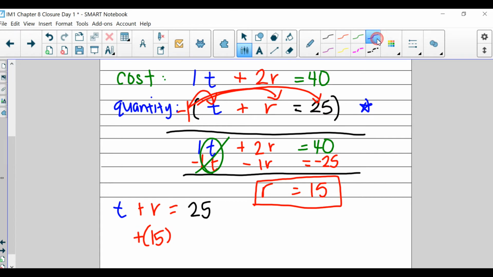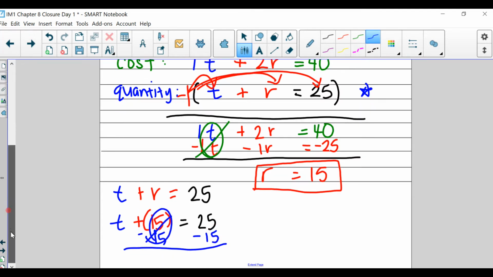And then we're going to have the T there. And we say that's equal to 25. Now you can do this in your head where you go, okay, something plus 15 is 25. Or you can subtract the 15, really up to you, whatever style works best for you. And then you'll end up getting your answer, which means that the tomatoes were 10.